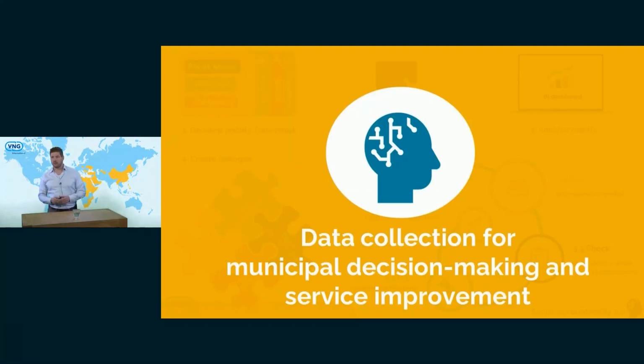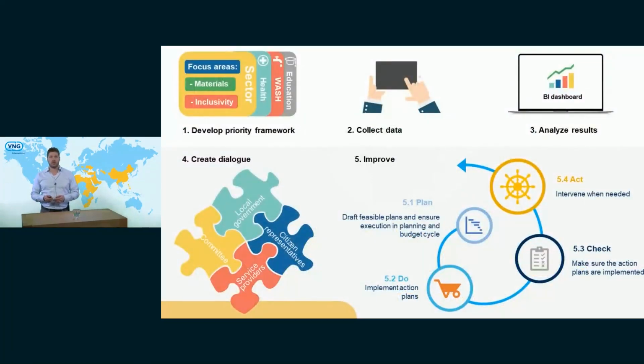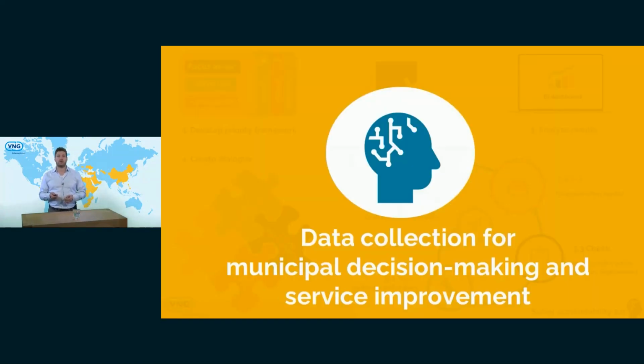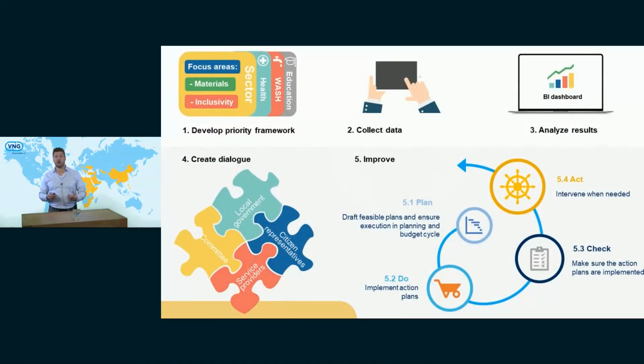As Karim said, I will take you a bit more into the content of data collection and municipal decision making. We've cut this process into a couple of steps. So these are the 5 steps that we've included in the data collection and the municipal decision making and service improvement. So the first step is actually an offline step. It's developing a priority framework.